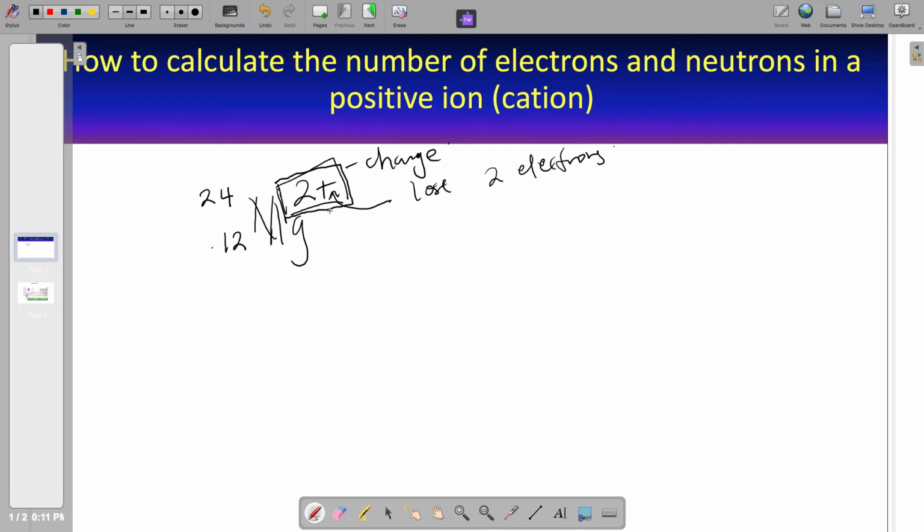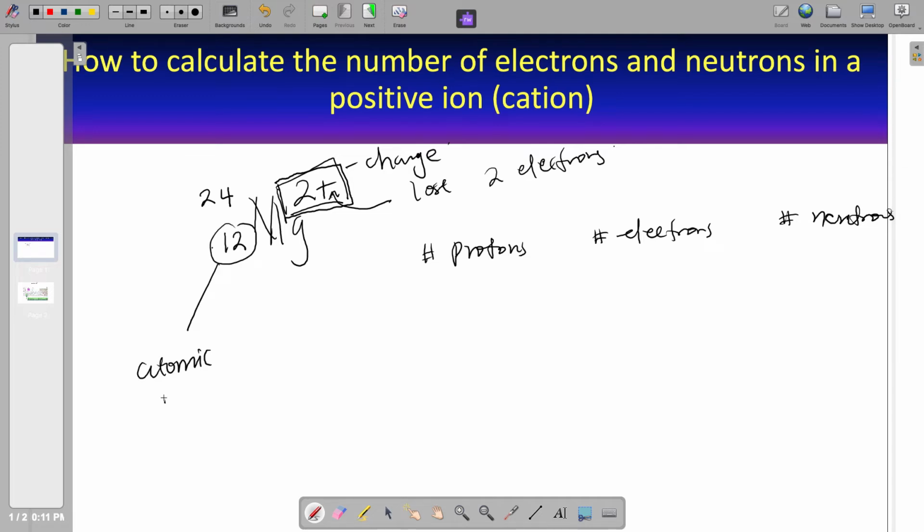So how do we calculate the number of protons? I'll write number of protons, number of electrons, and number of neutrons. So remember, the number of protons is the same as the atomic number. And recall that 12 is the atomic number. So since 12 is the atomic number, it is the same as the number of protons. So our number of protons for magnesium is going to be 12.